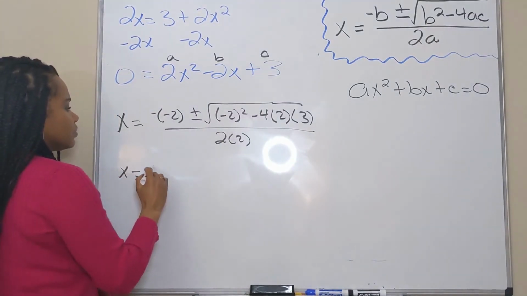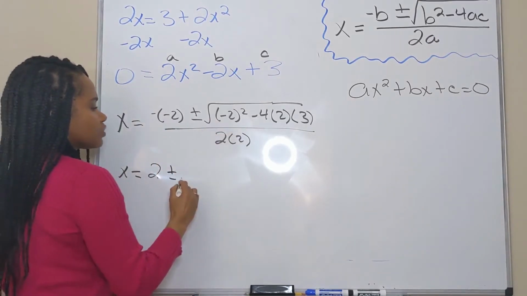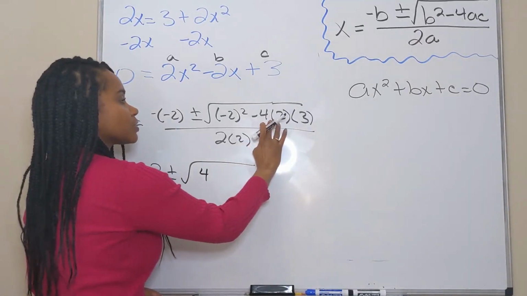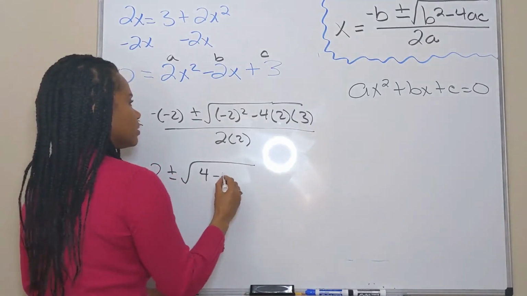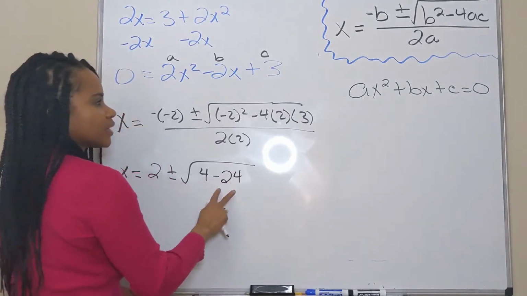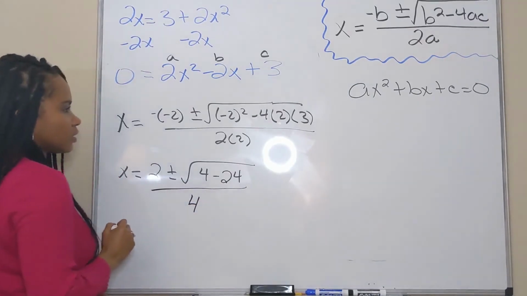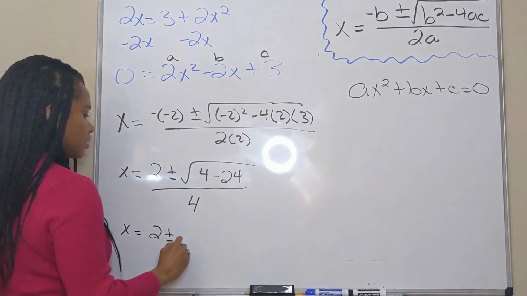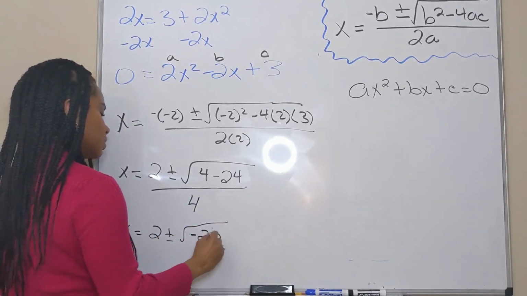All right, so 2, that's positive 2. Negative 2 squared is 4. Negative 4 times 2 is negative 8. And negative 8 times 3 would be negative 24. So that would be 4 minus 24 all over 4. All right, 4 minus 24 gives me a negative 20.